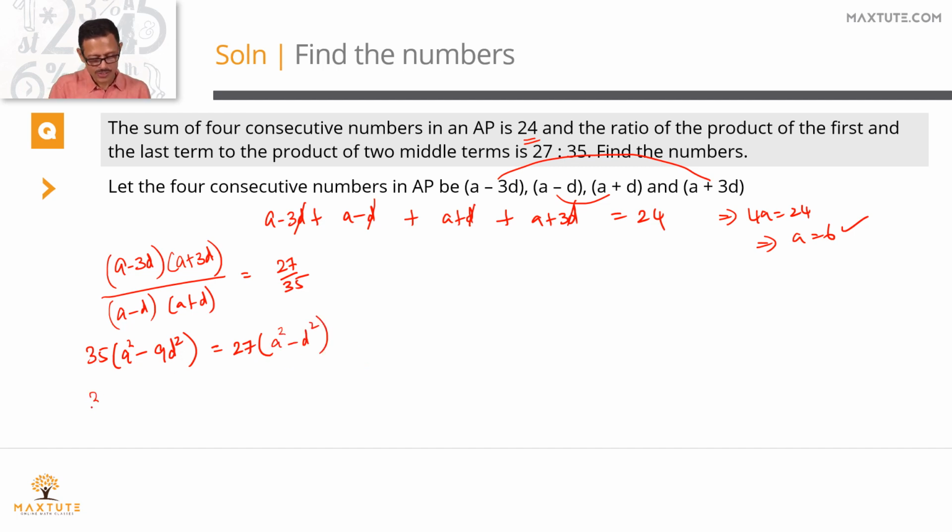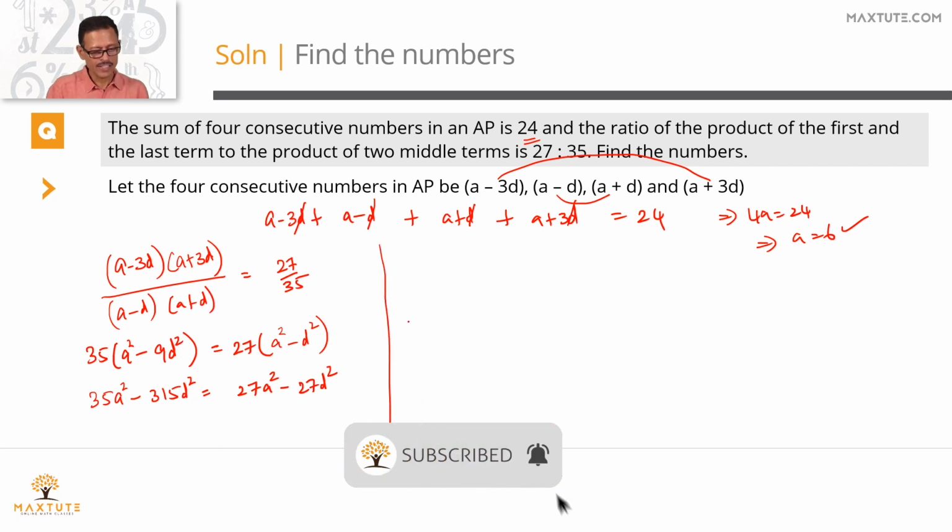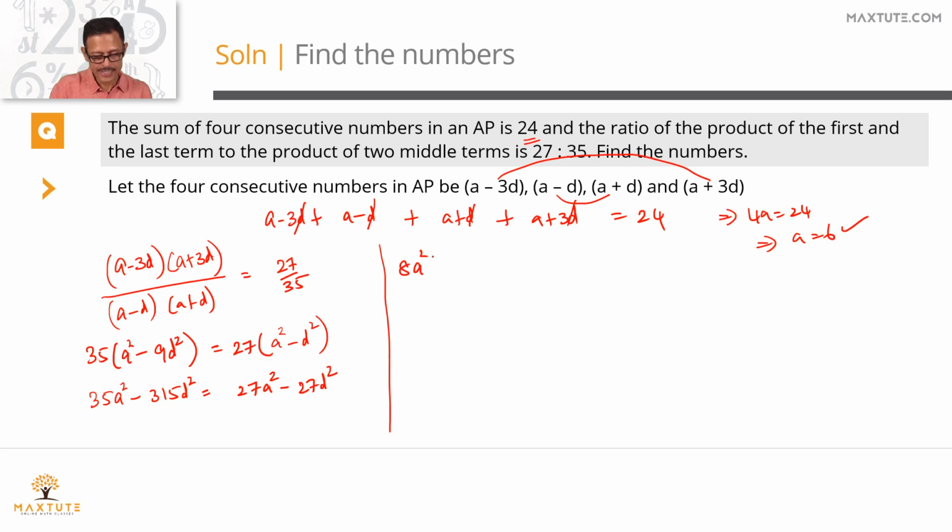Expand both sides, so we'll be left with 35a square minus 315d square. This is equal to 27a square minus 27d square. Take all a square terms to one side. So 35a square minus 27a square will leave us with 8a square. On the right hand side, the 315 goes to the right hand side. 315 minus 27 is 288. 288d square is what we have.